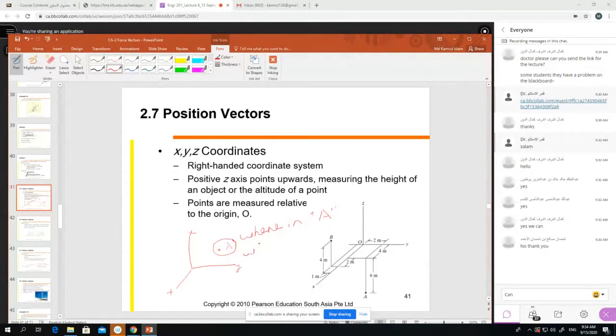Where is A? What is its location? How to describe the location? This is a right-hand coordinate system, that means this is the X, Y, Z. So Z points upward, measuring the height of the object. Points are measured relative to the origin O. Here is the origin. For this picture, origin is here. Origin is usually denoted by O.